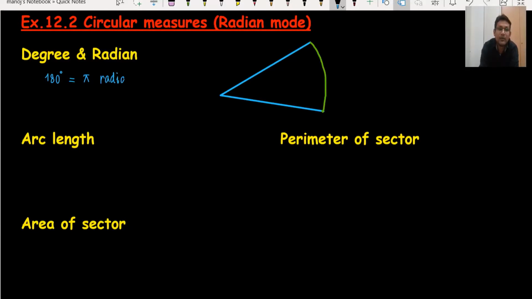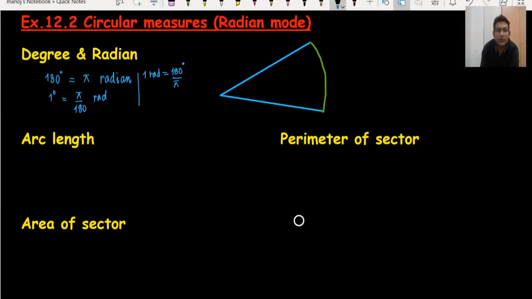Actually, we have three units of angle: radian, degree, and gradient. So 180 degrees equals pi radians. When you want to write 1 degree in radians, it is pi upon 180 radians. And one radian is equal to 180 degrees divided by pi. So this is the first relation you should remember.